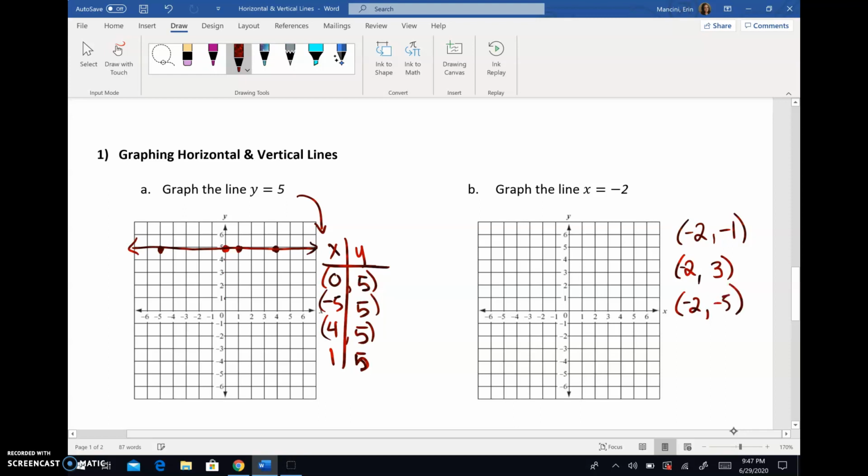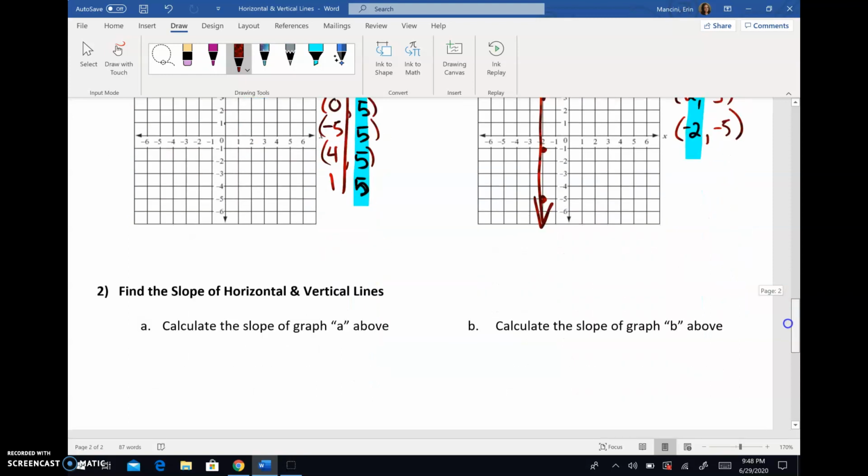I'm just going to pick a couple different points and plot them. So my x always has to be -2 here. My y always has to be 5 here. That is the rule, and that's what an equation is, a mathematical rule. So we're going to plot -2, -1 first. Then x is -2 again, but your y value is 3. Then x is -2, but your y value is -5. And when you plot those points and connect the dots, you should have a vertical line, because we know that x equals is always going to give me a vertical line.